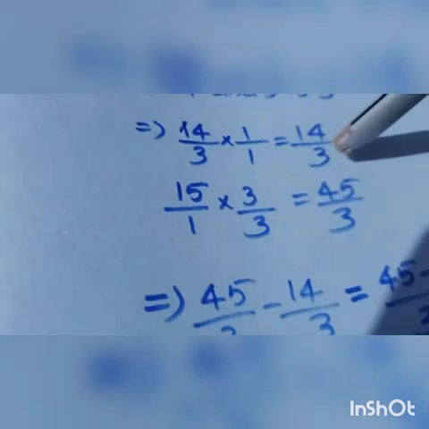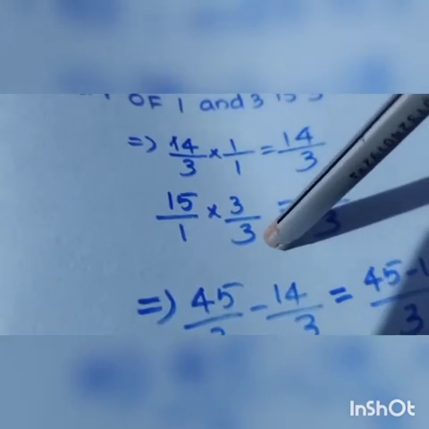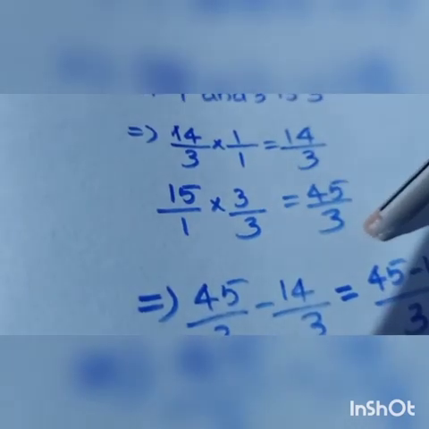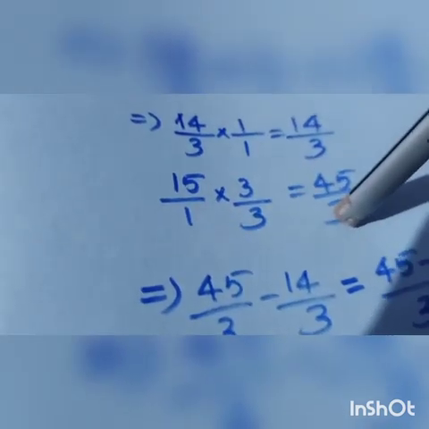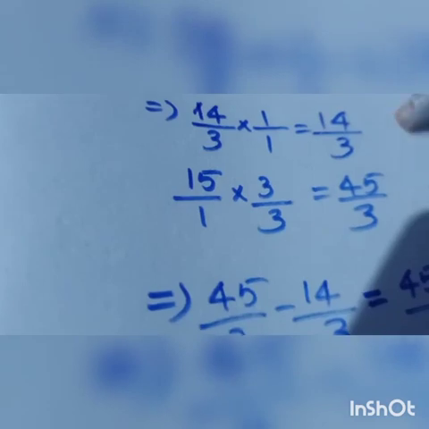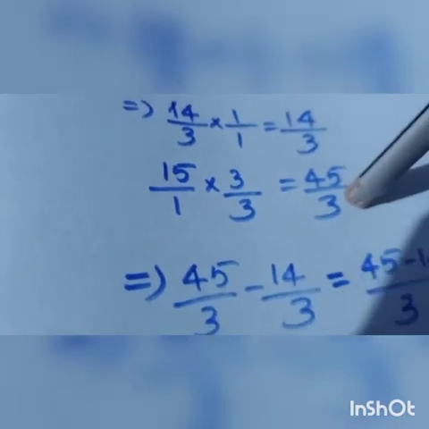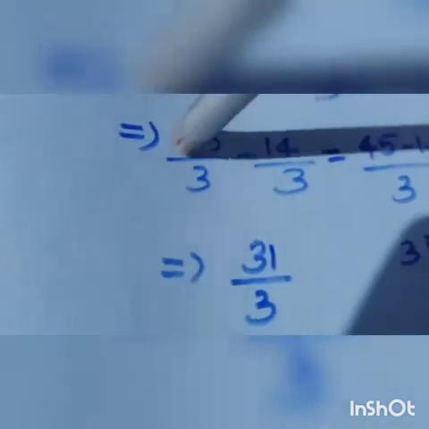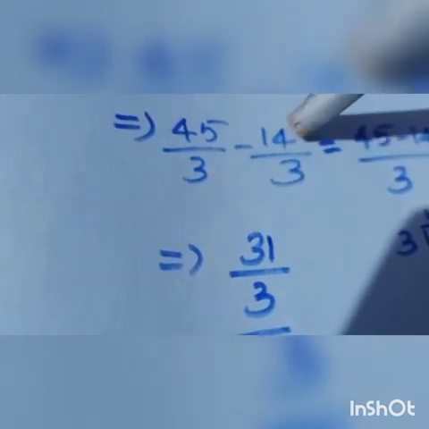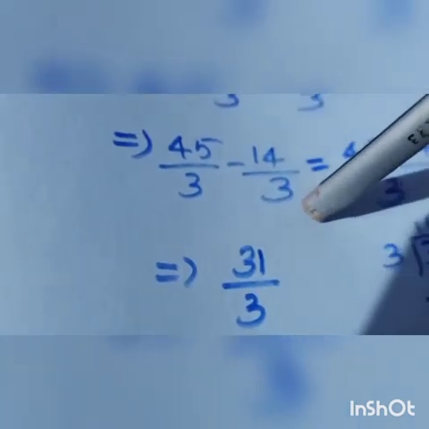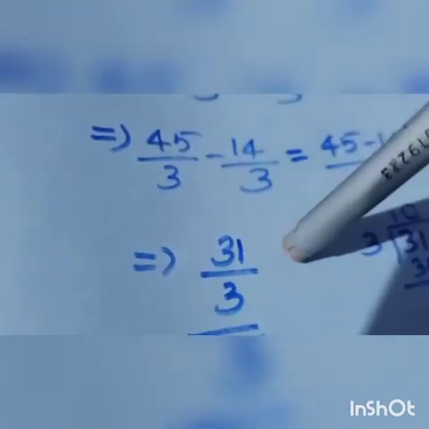Next, 15/1: its denominator is 1, so we make the denominator 3. Now 15 into 3 is 45, 1 into 3 is 3. So in these two fractions the denominators are the same. Therefore 45/3 minus 14/3. Now the denominators are the same.